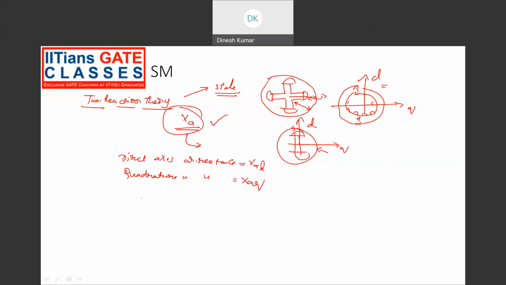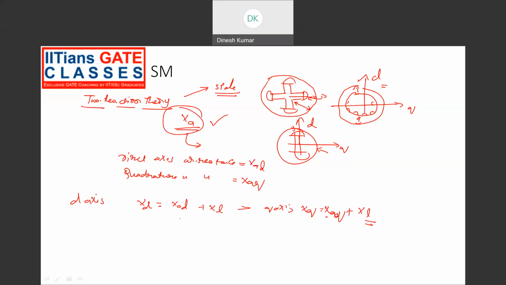Generally, the D axis synchronous reactance, that is XD, which is a summation of XAD, the direct axis armature reaction reactance, plus XL, the leakage reactance, is greater than the Q axis synchronous reactance, that is XQ, which is equal to XAQ plus XL. Okay.